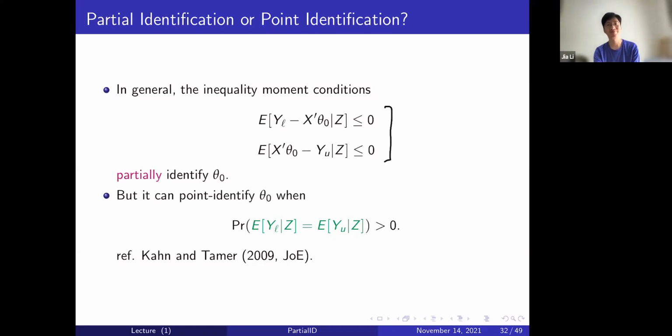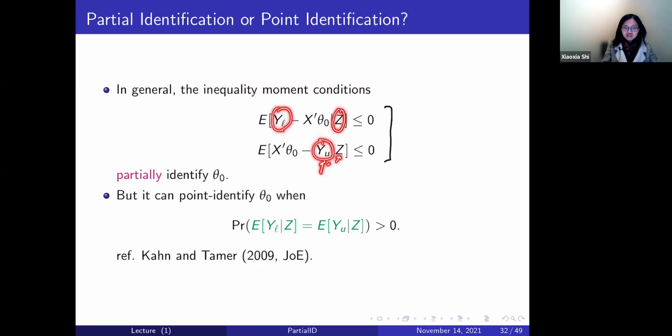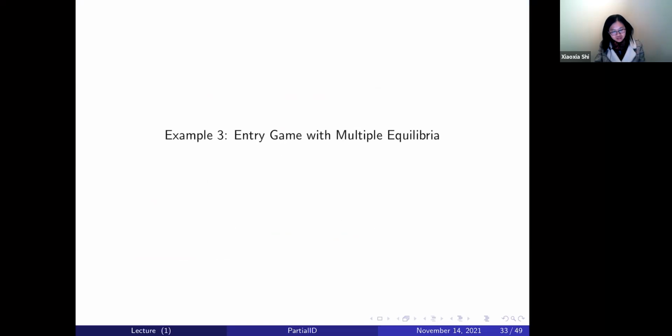Okay. So this conditional moment inequality typically partially identifies theta naught, but it could also point identify theta naught. It's also very simple to see when it point identifies theta naught: if these bounds collapse to the same variable for a positive measure of z, then typically this model can point identify theta naught. And we take that approach in Gandhi, Liu, and Xu as well. So that's the second example. And the third example is regarding entry games with multiple equilibria.